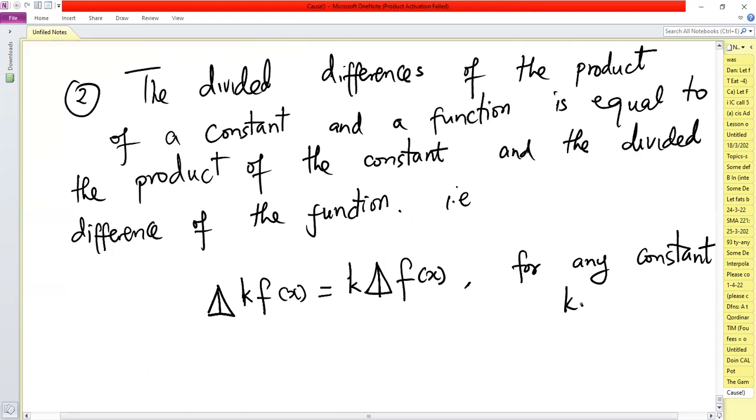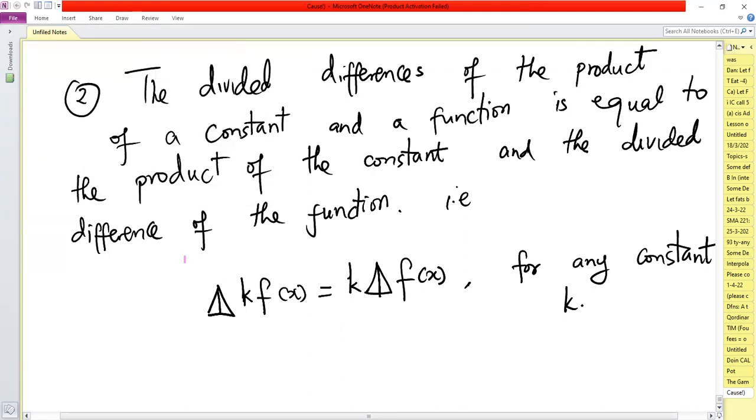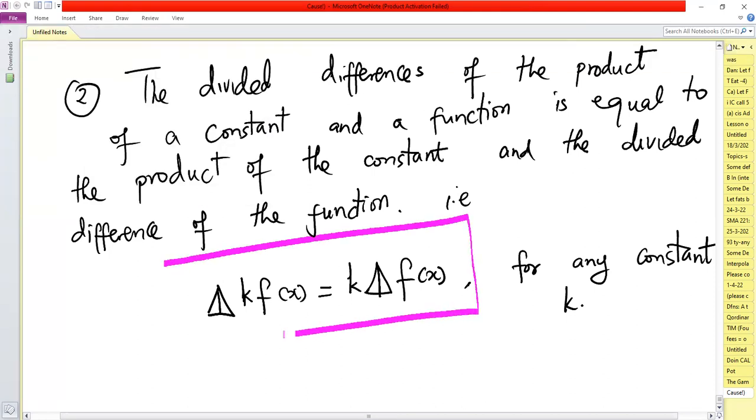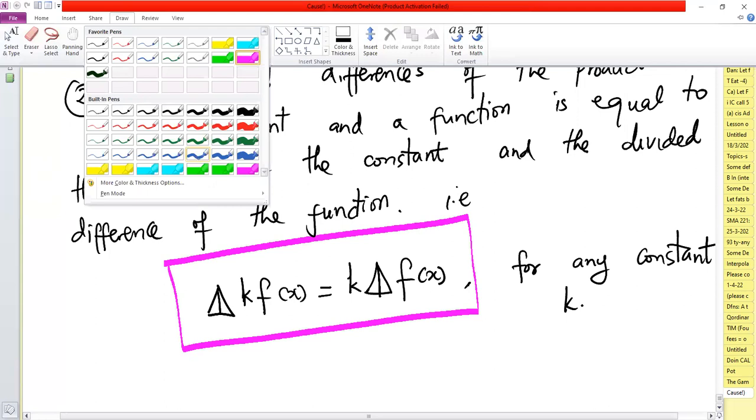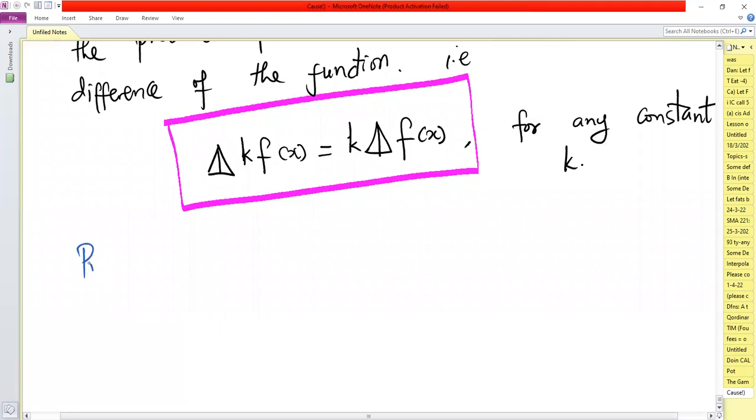So we're saying that the divided difference of the product of a constant and a function is equal to the product of the constant and the divided difference of the function. So this is really what we mean, that the divided difference of a constant k times a function f of x is the same as k times the divided difference of the function. This is a very easy result to prove. So, quick proof.